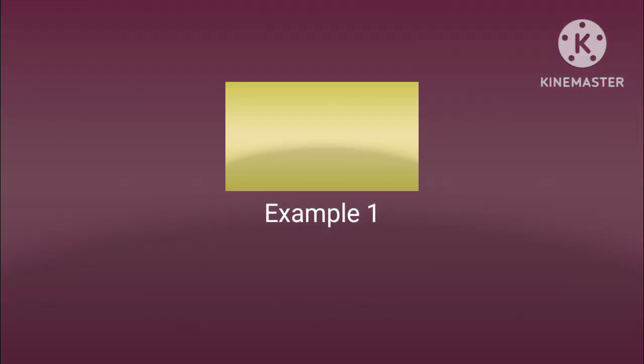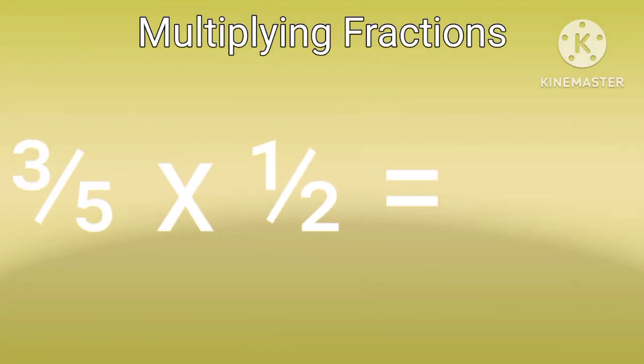We have an example here: 3 over 5 times 1 half. First we multiply the numerators. So we have 3 times 1, which is equal to 3. And then multiply the denominators. So 5 times 2 is equal to 10. So the answer is 3 over 10. Since 3 over 10 can't be simplified any more, the answer for 3 over 5 times 1 over 2 is 3 tenths, or 3 over 10. Simple, isn't it? Now let's go to another example.